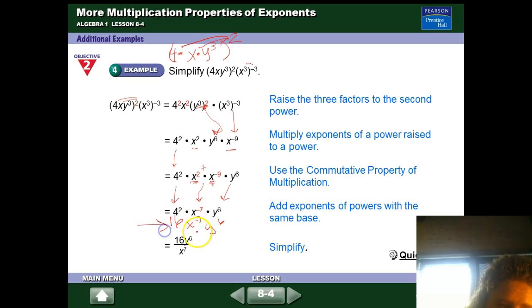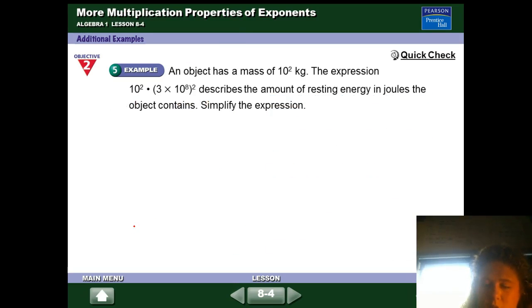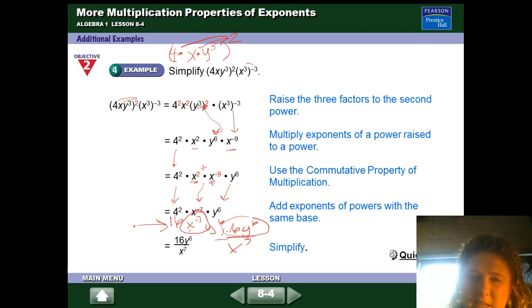From previous lessons, we know this negative here, we do not like. We got to kick that to the bottom. So on top, I'm still going to have 16 y to the 6th. But on bottom, I have to kick my x to the 7th. And notice I lost the negative sign. That's that whole piece of putting it 1 over all that. But 1 times, this is still going to give me this. So that's why that's left by itself. So simplified answer is 16 times y to the 6th all over x to the 7th. That is the end of today's lesson.